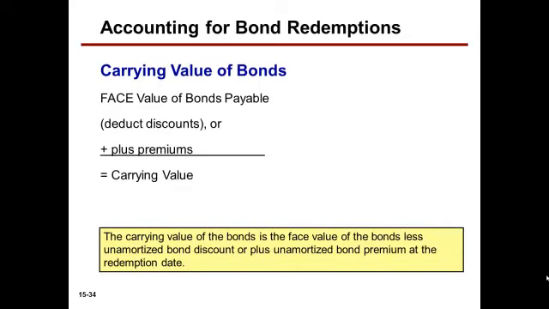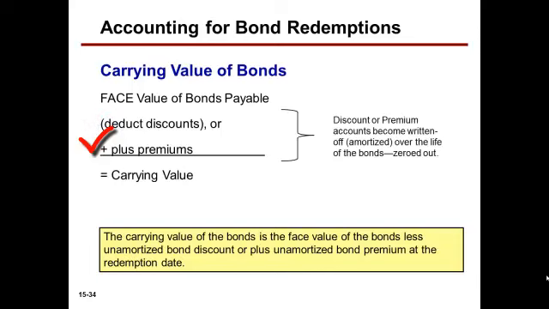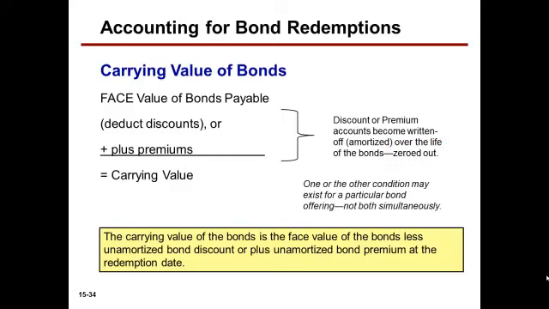Just a graphic, the face value of bonds payable account, deducting any discount on bonds or adding any premium on bonds equals the carrying value. Over the life of the bonds, that discount or premium account will become written off. We call that amortization. They'll be zeroed out. And all that remains then is the face value at time of redemption at the end of the life of the bonds. Again, either one or the other condition exists for a particular bond offering, not both simultaneously.